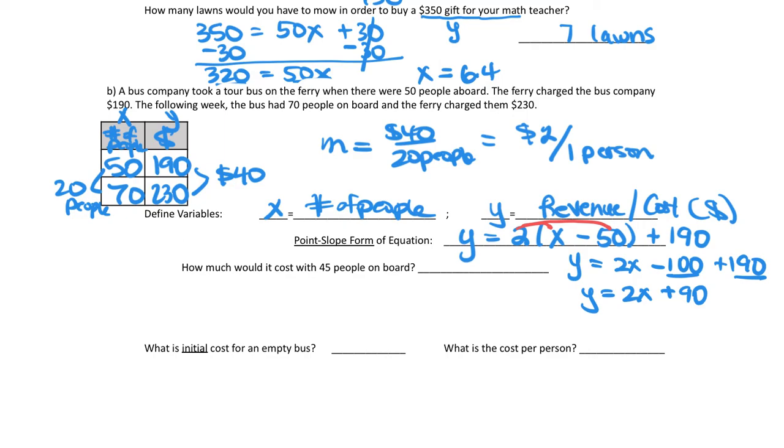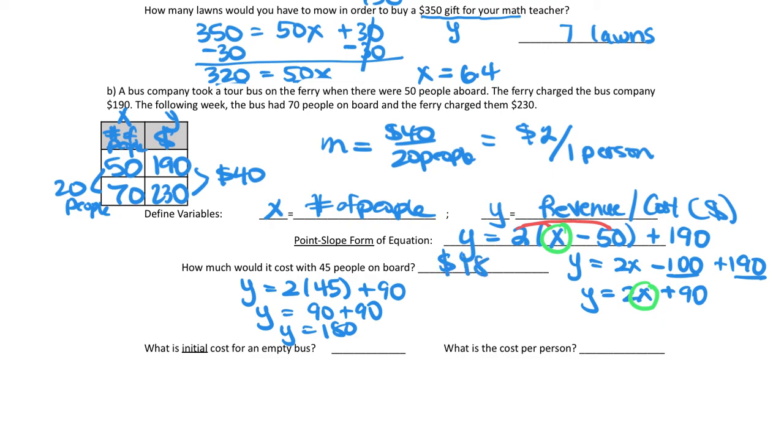You could plug in the 45 for x into your point slope form or the simplified slope intercept form. I'm going to use the slope intercept form because it's just less work. I've already done the work. So I'm going to have y equals 2 times 45, and then I have plus 90. So y is equal to, now 2 times 45 is 90, I have another 90 out here, so that's going to be 180. So if there's 45 people on board, it's going to cost $180. That's what's going to go on that line.